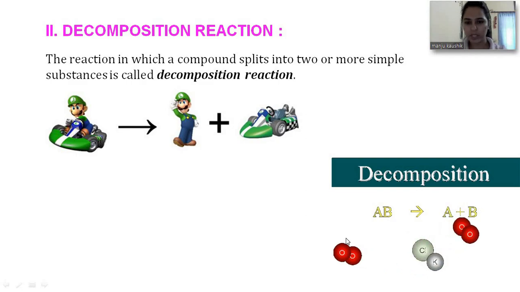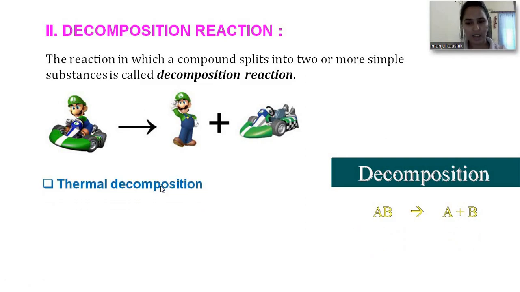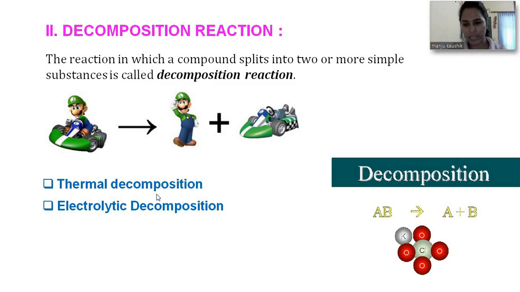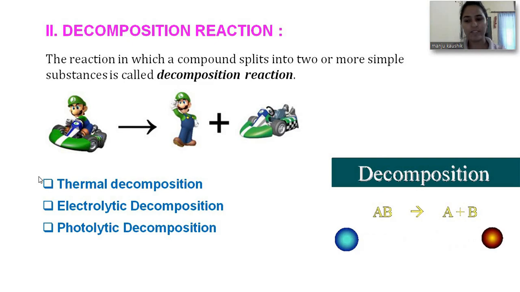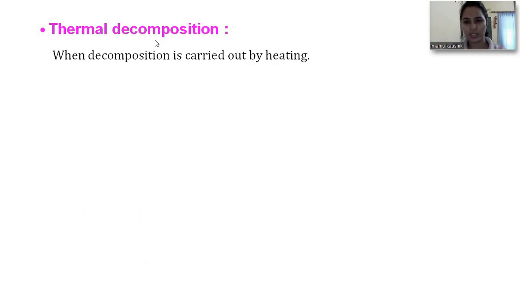Okay, students. So, decomposition reactions are of three types. First one is thermal decomposition, electrolytic decomposition, and photolytic decomposition. So students, we will do all these three types of decomposition reaction. First is thermal decomposition. Students, this thermal word is related to heat, energy. So in this reaction, heat is used, energy is used.